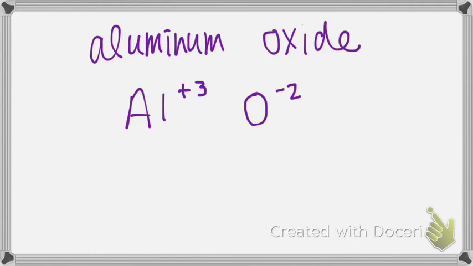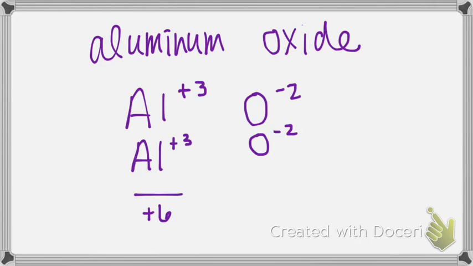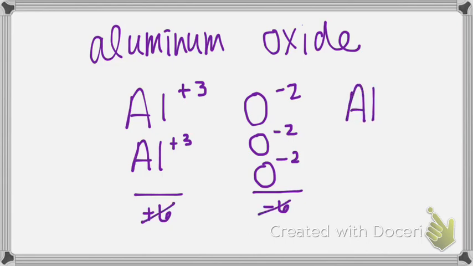But if you're not into the least common multiple thing, that's fine. Just say, okay, I know it's not working. I'm going to add another aluminum. That gets me to a total of +6. Can I make a -2 work for +6? If I add another oxygen, now I'm at -4. If I add another oxygen, now I'm at -6. So these cancel, and that gives me a final compound of Al2O3.